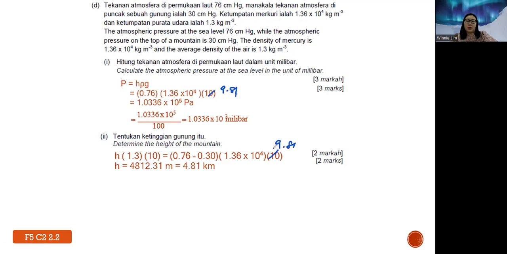But then for this question, both sides also got 9.81, so it won't affect it. So you remember, cancel out. Okay, at the end, you will have the height of the mountain is 4,812.31 meters. Or you change to kilometers, then it's 4.81231 kilometers, by dividing 1,000. So we're done with question 10.